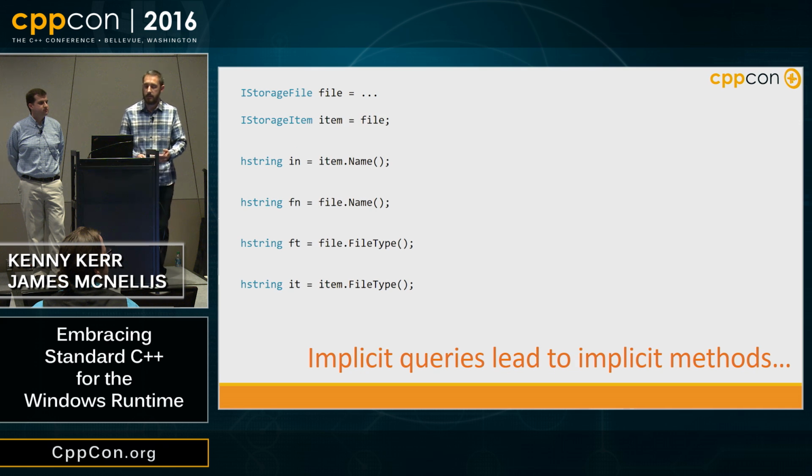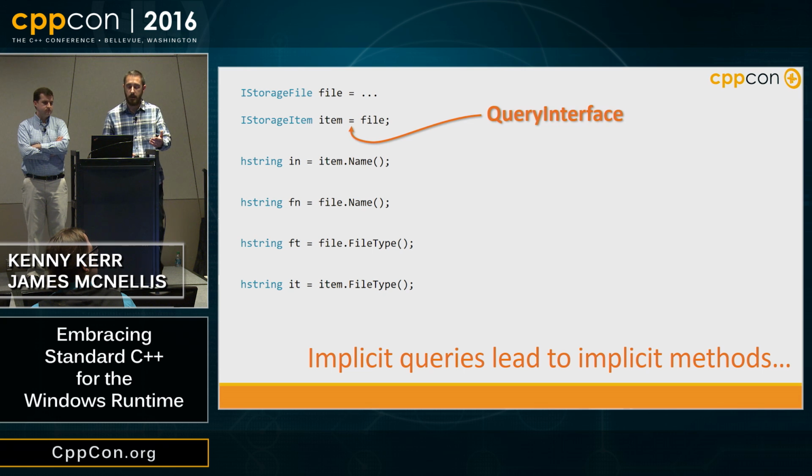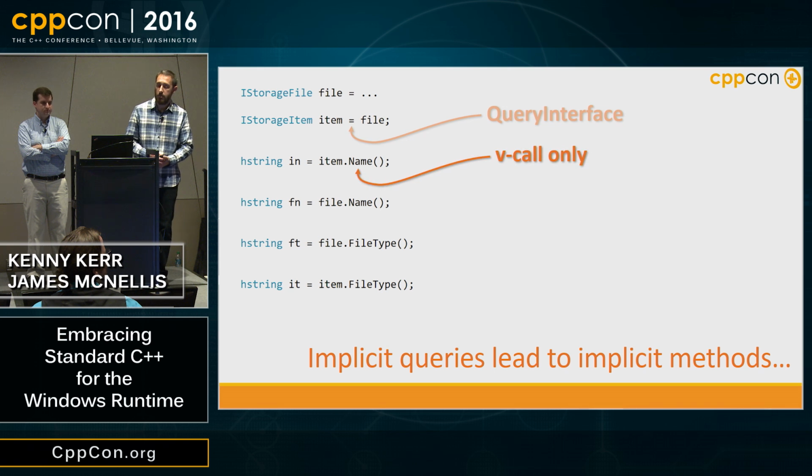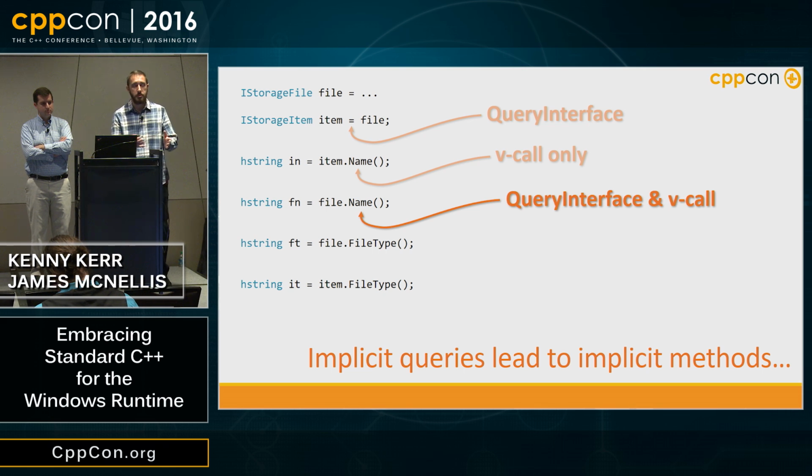That leads us to the idea of implicit queries leading to implicit methods. So again, we have an IStorageFile. We then assign it to an IStorageItem. It's implicit. It will work. It'll give you a QueryInterface call. We can call the Name method on that IStorageItem, and it'll simply be a vcall, a virtual function call under the hood. However, if we try to call the Name method on the IStorageFile, the compiler will inject a QueryInterface call before that vcall to make sure we're actually pointing to the right vtable. So we need to fix that up somehow.